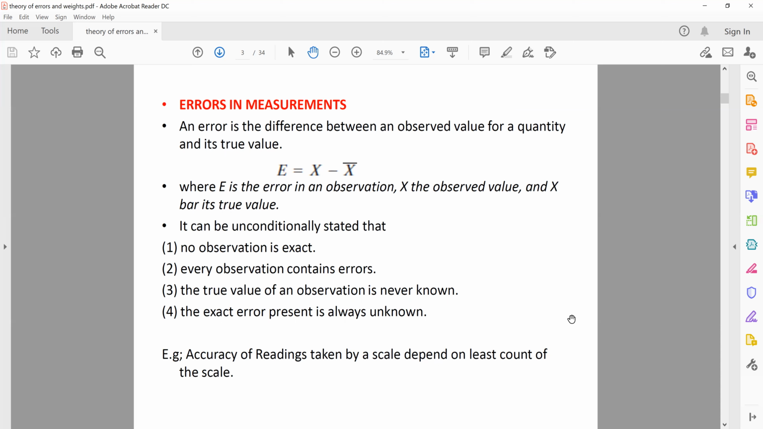But the thing is that no observation is exact. That means every observation contains errors and the true value of an observation is never known. And the exact error present is always unknown. So I said that the distance between 2 points is 30 meters, right? But how did I get to that value? I used a measuring tape to measure that, but what makes it a true value? What makes it say, yeah, this time when I took the value, it's 30 meters, that's correct, and the next time I took it as 29 meters, why isn't that the true value? Why is 30 meters the true value? If you're using the same instrument and the same person takes a number of readings, so let's say he takes 5 readings, which one is actually the true value? That's always unknown. That is what the whole concept is based on.